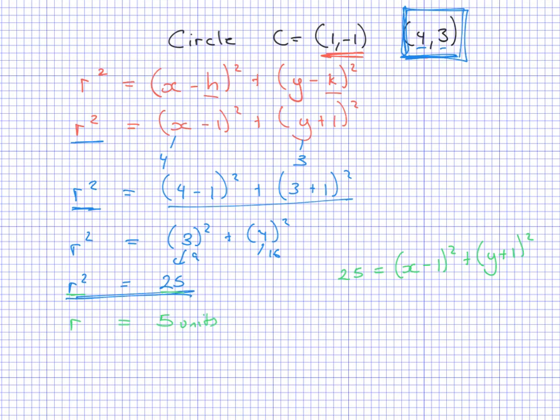But we didn't need to know that for this question, because it just asked us to find the equation of the circle, not to find out the radius. So this is the final point here. You know your h value, your k value, and your r squared value. And you can just write the final equation like that.